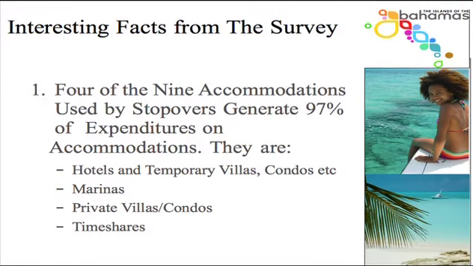Now, I'd like to end this presentation by having my staff present to you 13 interesting facts that we garnered from the surveys, which we think will guide you a lot in using this information. Number 1, 4 of the 9 accommodations used by stopovers generate 97% of expenditure on accommodations. They are hotel and temporary villas, condos, etc., marinas, private villas, condos, and timeshares.